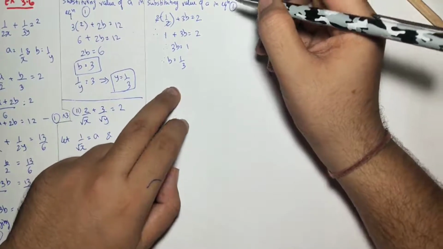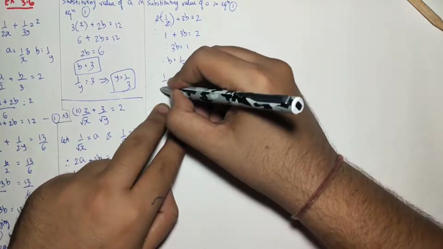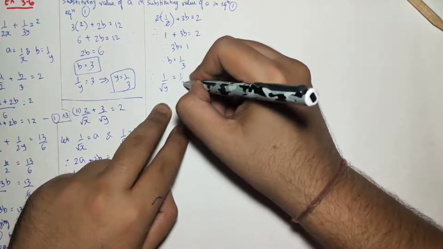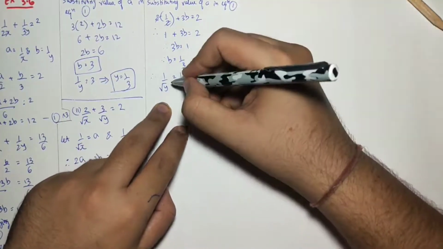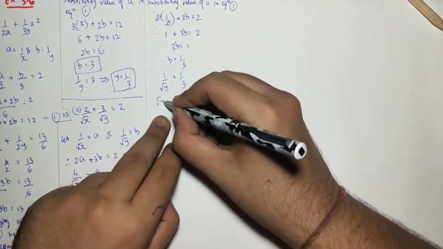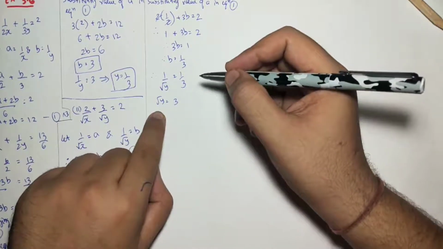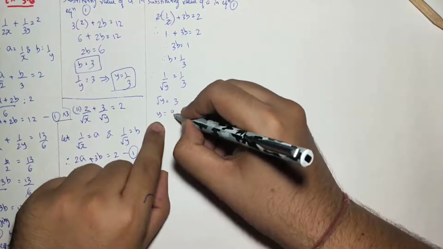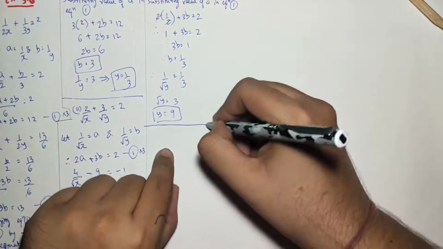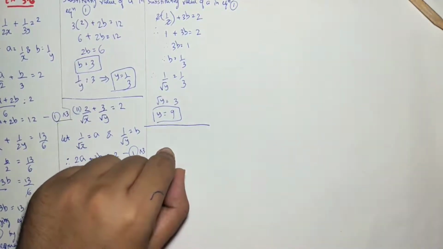Using b, you can find the value of y. What was b? 1 by root y. So b was 1 by root y. So by reciprocating, root y will be equals to 3. We have to find the value of y. So squaring both the sides, y will be equals to 9. So these were the values of x and y.